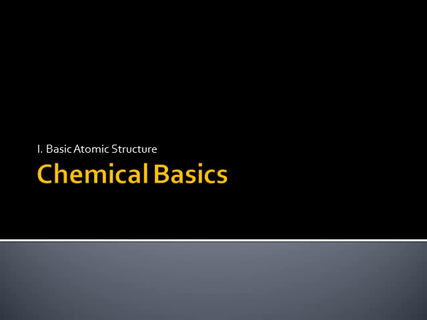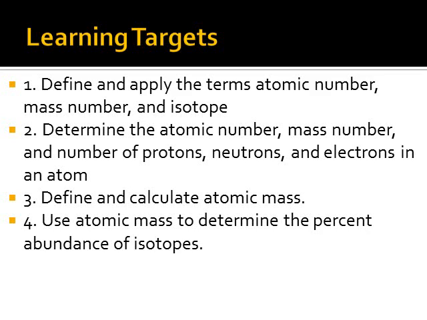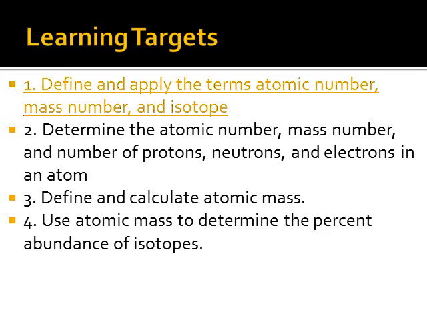The first lesson in the Chemical Basics unit is on basic atomic structure. This lesson will be divided into two smaller videos. In this first video, we'll hit these first two learning targets. The first of which is that we want to be able to define and apply the terms atomic number, mass number, and isotope.